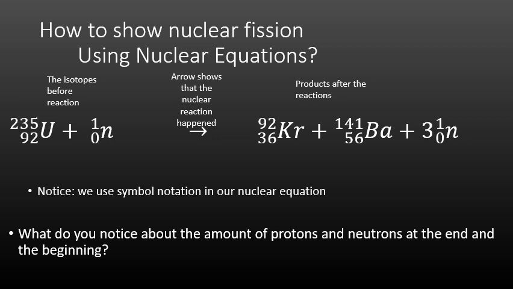Okay, so we're going to start to talk about some of the reasons why we show the mass number and the atomic numbers here. But take a look here: 92 plus 0 on that side, 36 plus 56. Maybe you're not great at mental math, but take a guess. What do you think that adds up to?